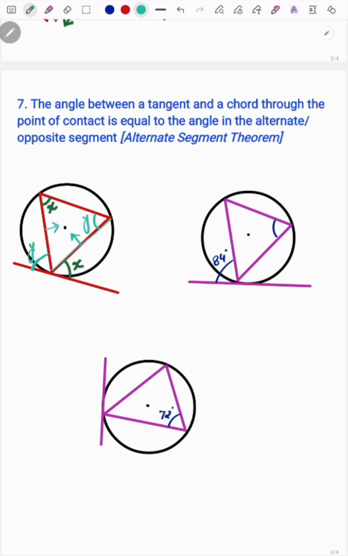So let's see the first one. If this is 84 over here, exactly opposite to this chord, this is 84 degrees. Here, this is 72 degrees. This time the angle is not between the tangent and a chord. We have to assume that exactly opposite to this is the chord, and between the chord and a tangent, this angle will be 72. They can ask you both ways, so we have to be ready for whatever trick is in the question. So this is all about the different types of circle theorems. Revise it, and you don't need to sit and memorize it. You can just understand the concept easily.